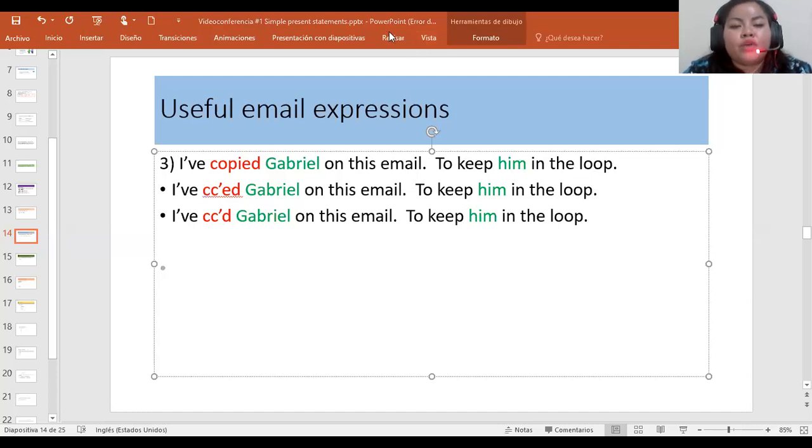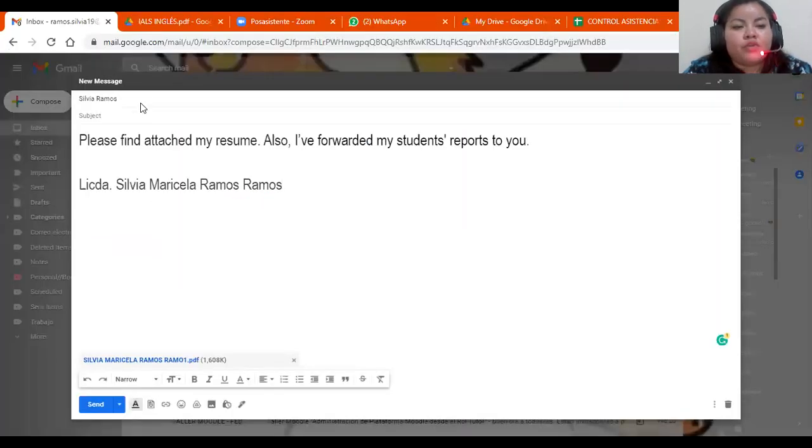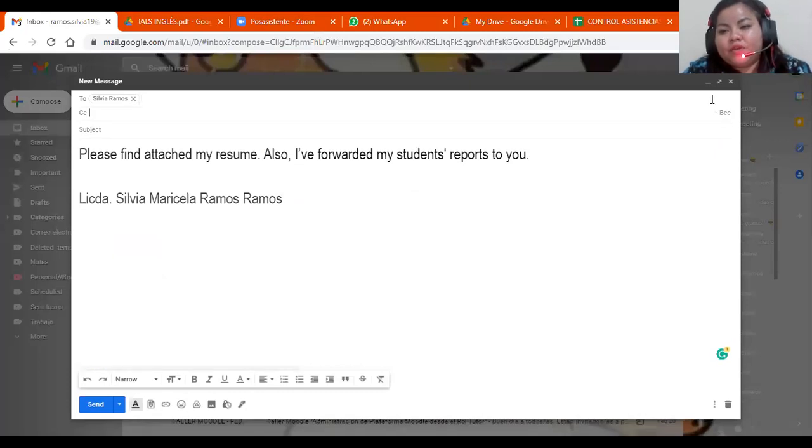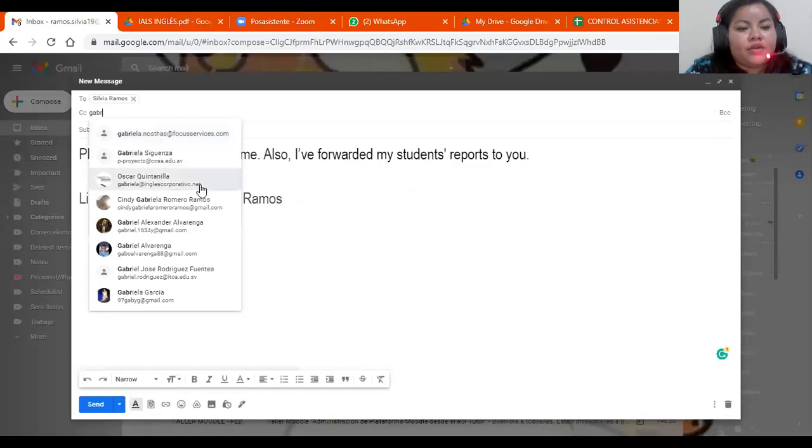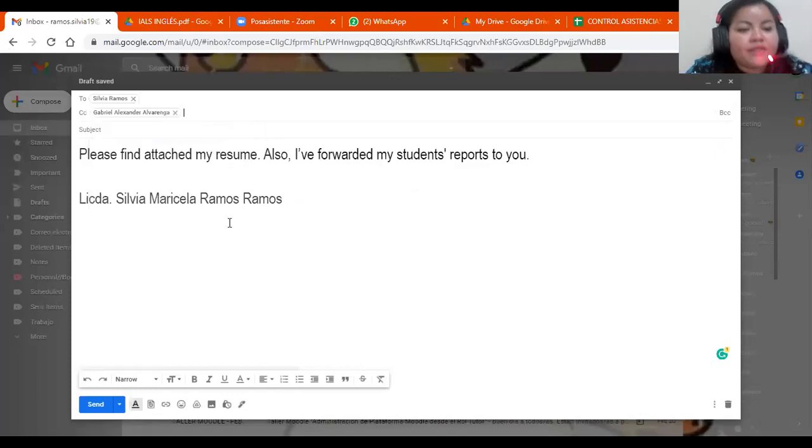So what are we going to do in the email? I have my email open right here. So I'm gonna go here and look at this. It says CC. CC means copied. So I'm gonna look for Gabriel here. Right, I have Gabriel here. I copy Gabriel here, right? And then he's going to find this email, right?